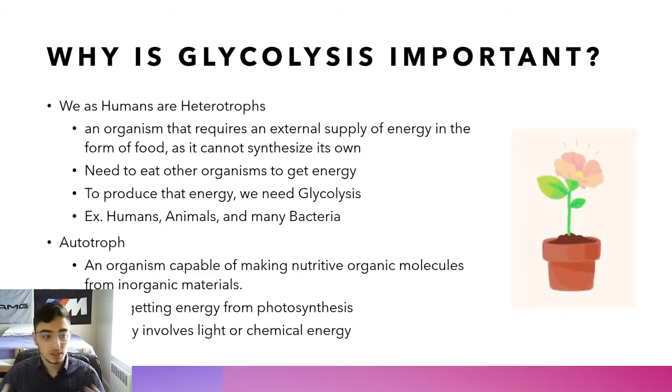But you may be asking, what's the opposite? That is an autotroph. An autotroph is an organism that's capable of making nutritive organic molecules from inorganic materials. As an example, a plant doing photosynthesis, as can be seen in the little GIF, eats by taking in sunlight. It's a chemical or light energy reaction. It's not something where it eats something and performs glycolysis. It's a completely different process. In this case, it's photosynthesis.